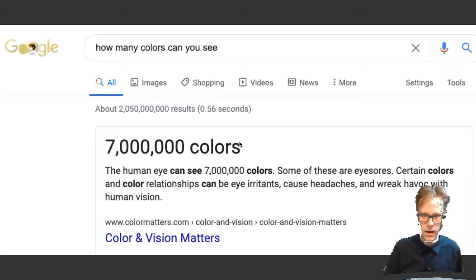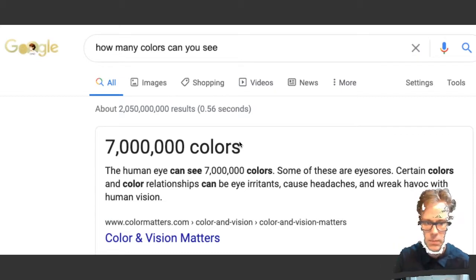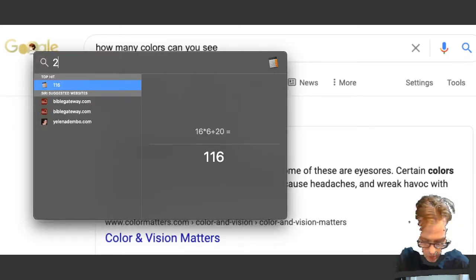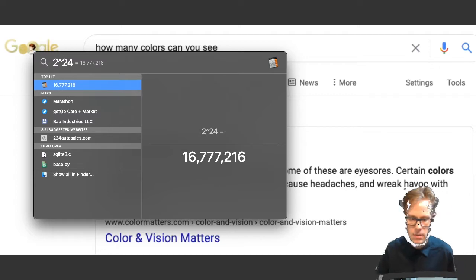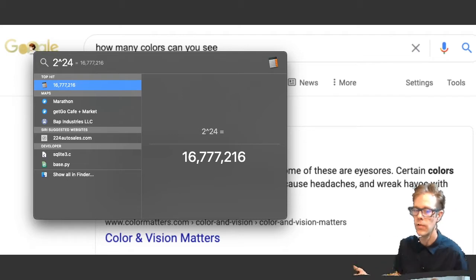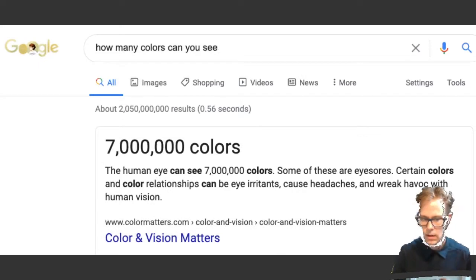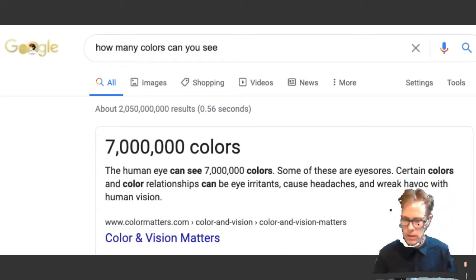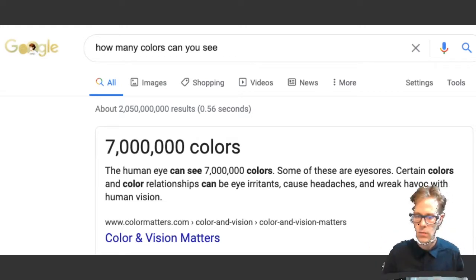So you might have heard before about 24-bit color. Let's look at how many possible values you can get with a 24-bit system. It's going to be 2 raised to the power of 24. You get 16,777,216 possible values with a 24-bit system. So 16 million is better than 7 million. So 24-bit color is going to be more than enough to cover the entire range of human vision.